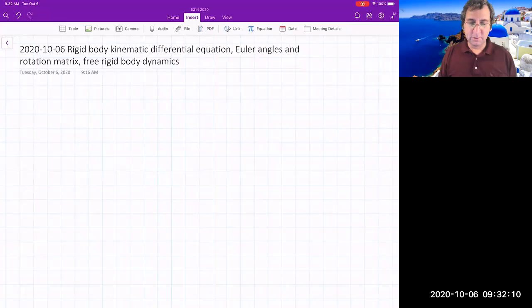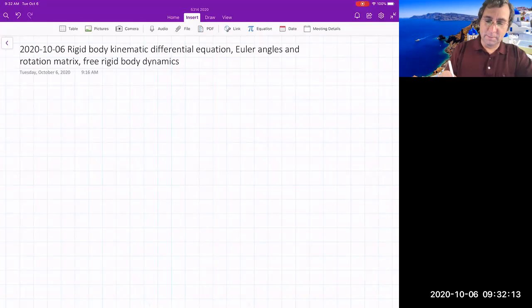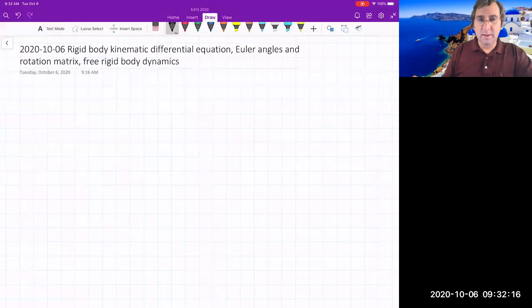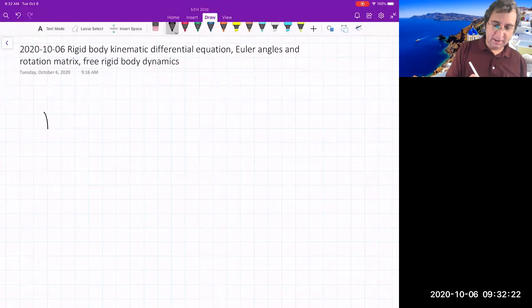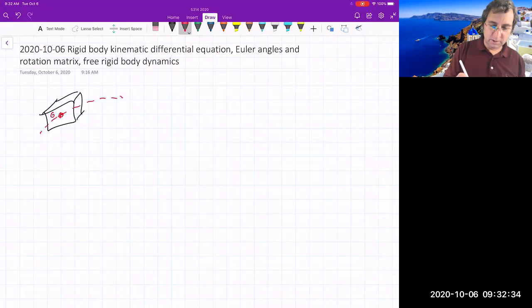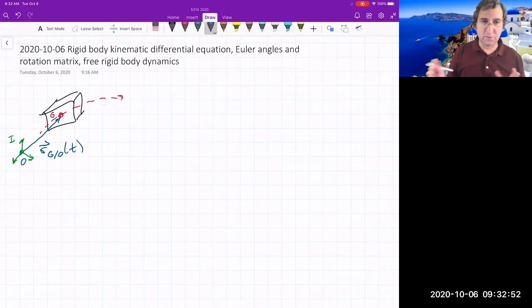What do I mean by rigid body? There's lots of different pieces to rigid bodies. That's why we keep jumping around. But think of here's a rigid body. If we were to follow the path of some reference point on it, maybe the center of mass as it moves around, and we have an inertial frame, let's call this the origin O, we want that as a function of time.